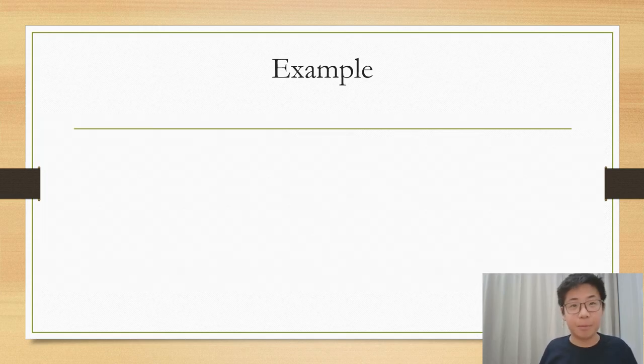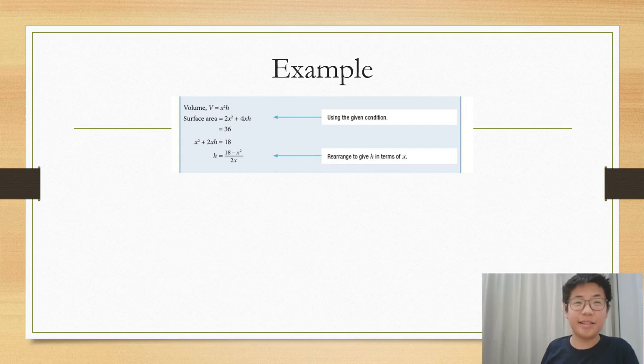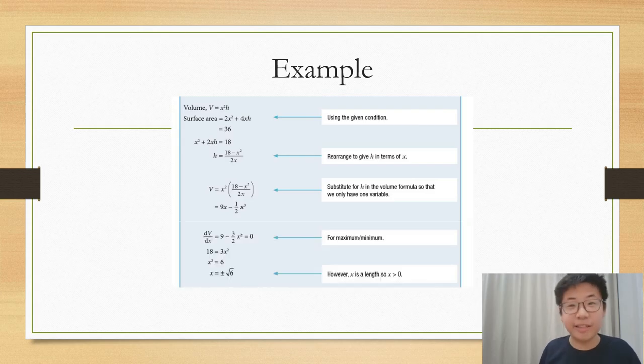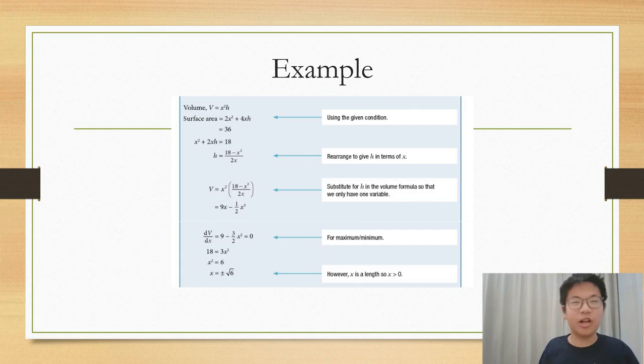How about that? So here's the solution. First, we need the volume, x squared h, and the surface area equals 36. Then we solve the equation to find h in terms of x. Then we find V, we substitute h inside, and then we get V. And then we do dV/dx, which is the change of volume with respect to x. So why are we doing this? It's because we need to find the maximum volume, not the maximum height. Got that? That's why we chose dV/dx, not dh/dx.